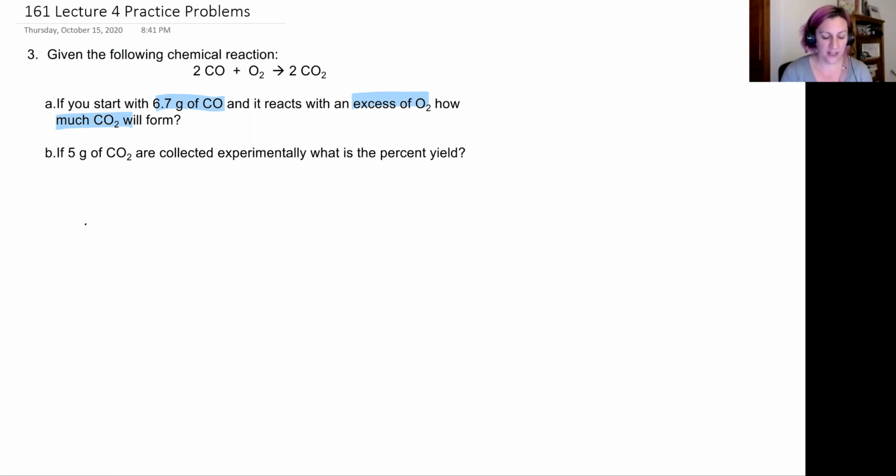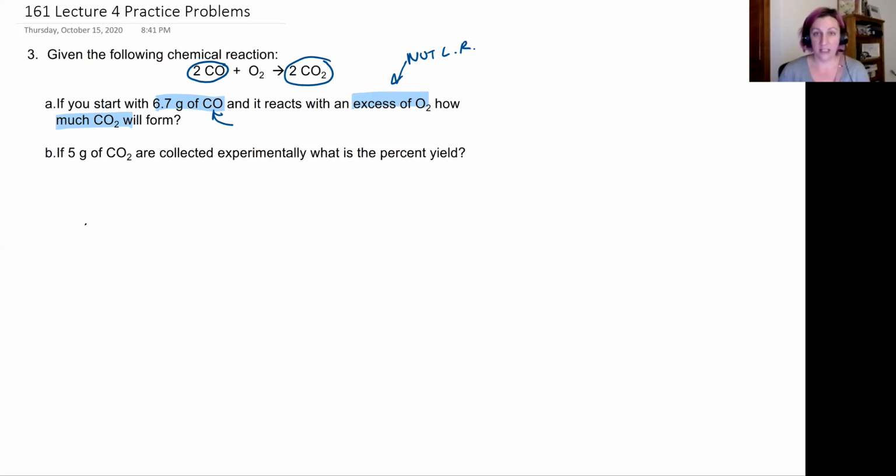So, what this phrase excess of oxygen means is it's as much as we want. So, no matter what, we'll have extra oxygen. It's not our limiting reactant. I'll abbreviate limiting reactant LR. And that means that we can base our calculations off of the 6.7 grams of carbon monoxide. So we have information about carbon monoxide, and we're trying to understand how much CO2 will be produced.